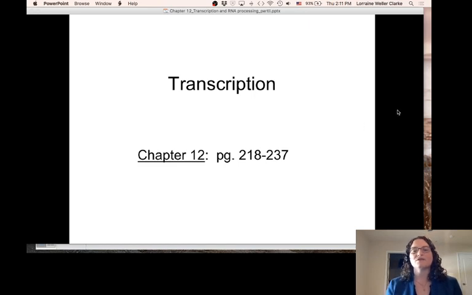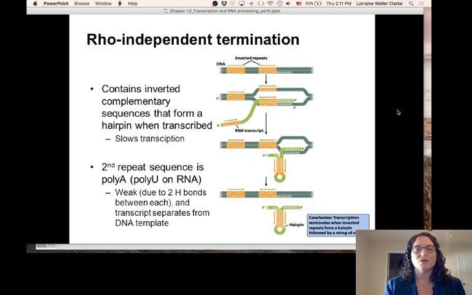So, transcription, so we talked a little bit before. This is part 2. Again, part 1, we already talked about the elongation and other things. And we're focusing on RNA processing in this part.